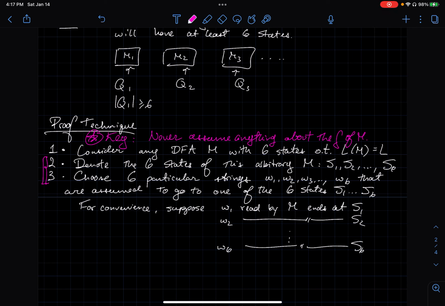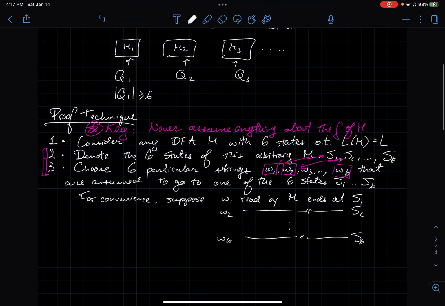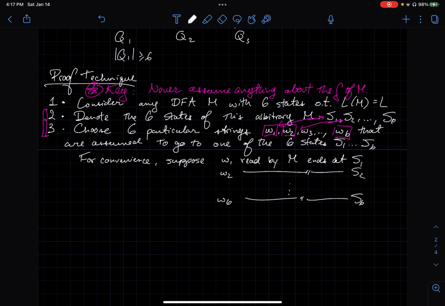And the more important thing is actually how you choose the 6 particular states, and I'll get into that in a second, okay? But really, the important thing is to note that I have these 6 strings, and each of them goes to a state, okay? And then comes the crux of the proof.